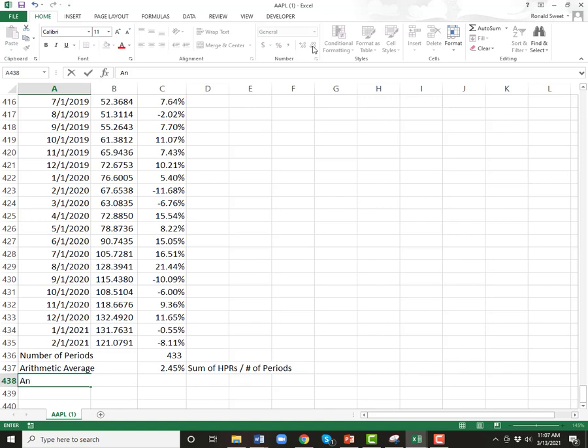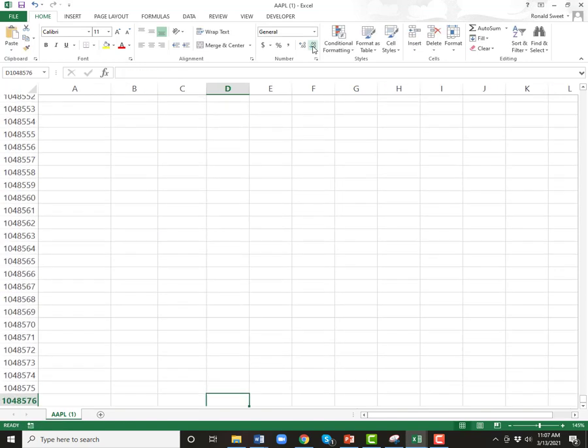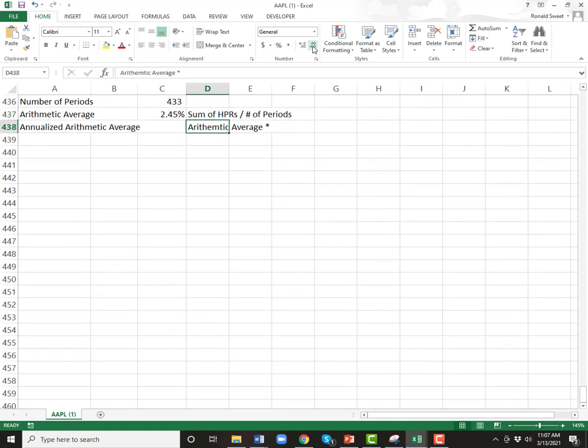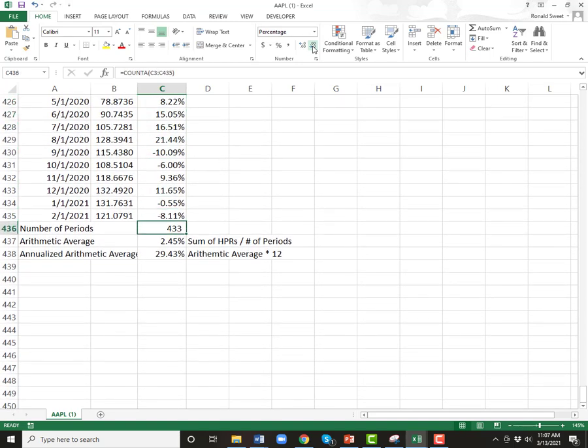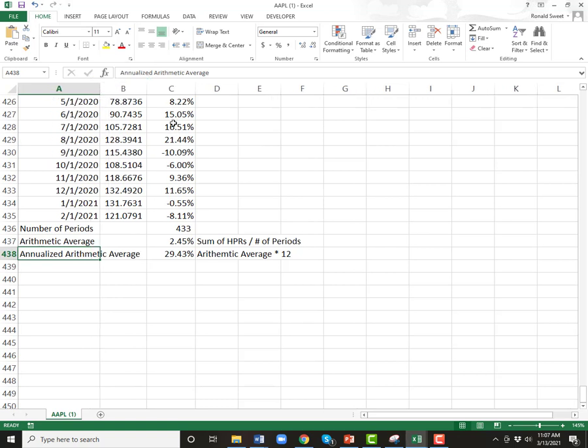The annualized arithmetic average, here we just take the arithmetic average, and since we're doing monthly, we multiply by 12. Very, very simple. So that times 12, and we get a really whopping high number, 29.43%. Alright, so that's pretty straightforward. Now, I don't have the footnote on this. Remember, we have the footnote on the other one because it's only 3 months, but this is more than 1 year of data, so we don't have to put the footnote on there.